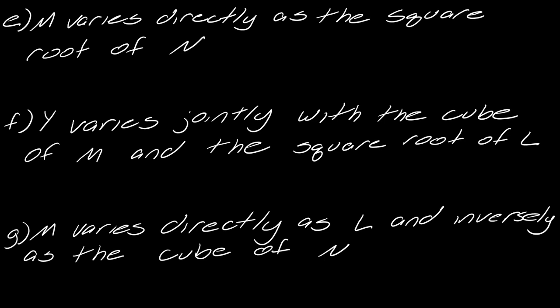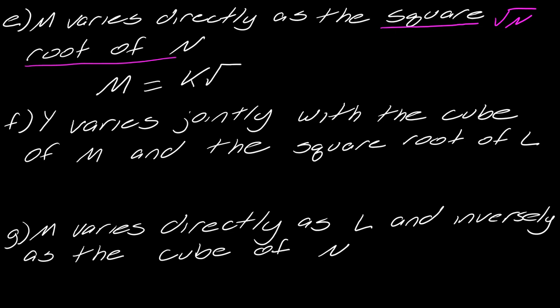Okay, so I have just three more. So once again, pause the video and try these three and just make sure you have this idea down. Okay, so now I have M varies directly as the square root of N. So that's different from the square, right? So now I'm just literally taking the square root here. So M varies directly, so M equals K, and then directly means multiply by the square root of N. So there would be my expression there.